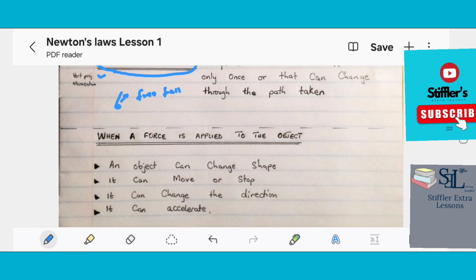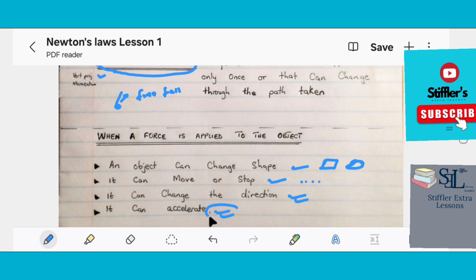So obviously you also need to know what happens when a force is applied to an object. When a force is applied to the object, it can change the shape. When you apply a force to a fragile object, it can change shape. Maybe it can be crushed or it can just deform. And when you apply a force, the object can move or stop, depending on how the force is being applied to the object. It can also change the direction, and it can also accelerate.